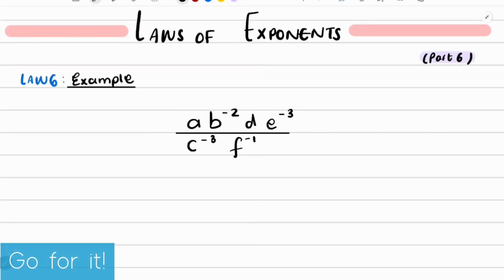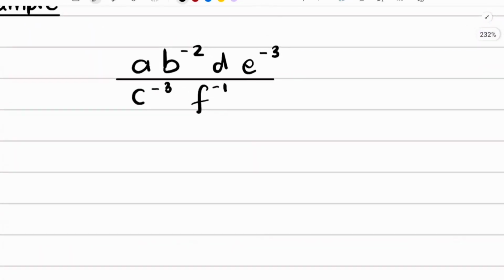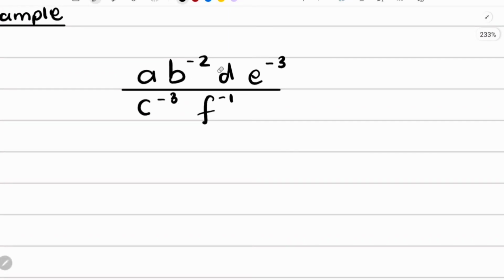Okay, so here is another example. You can go ahead and go for this one. So in this example, as you can see, nothing has the same base on the numerator and on the denominator. So nothing's really going to simplify with each other. All we have to do here is find everything that has a negative exponent so that we can move it to its respective place. First of all, I see that b has a negative exponent of 2. So I've already decided that b needs to move to the denominator.